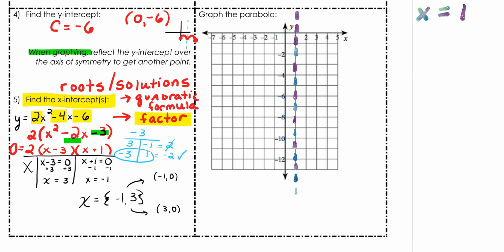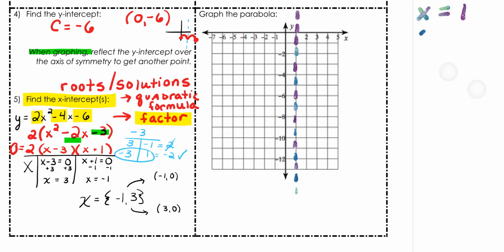All right, so now the next thing I'm going to do is plot my vertex. And my vertex we saw was at 1 comma negative 8. Okay, so I'm going to change my color and go to 1, negative 8 and plot a point right there. So I know that's going to be my vertex, my minimum.